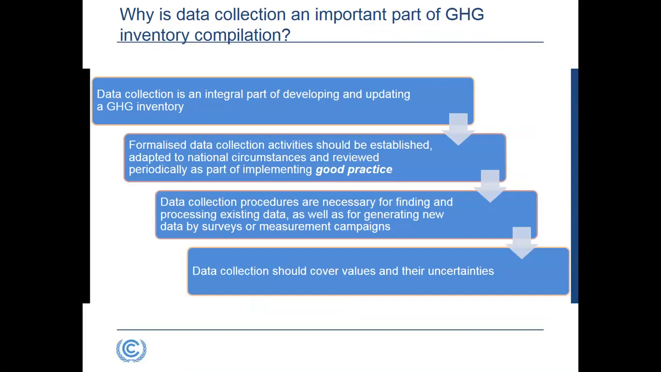And then as you're collecting data, again, it's important to not just focus on getting the number, the activity data number, the emission factor. There's a whole body of supporting information around that number that characterizes the quality of that number and where it came from and what things might need to be done to improve it in the future. That goes along with it. Next slide.